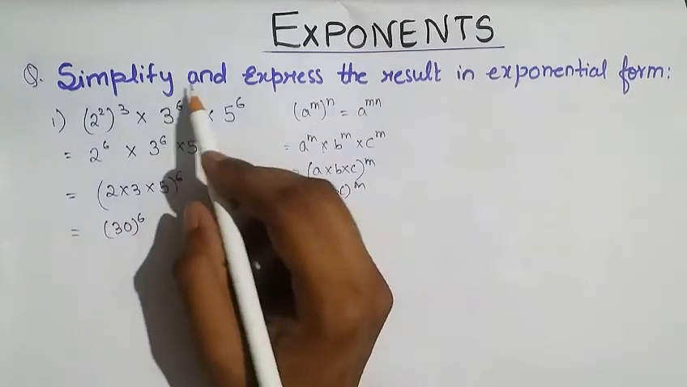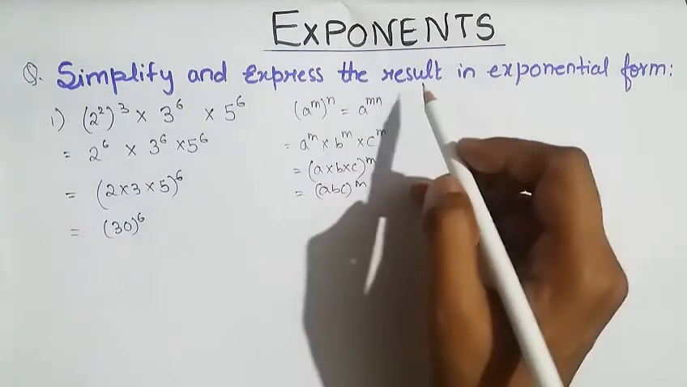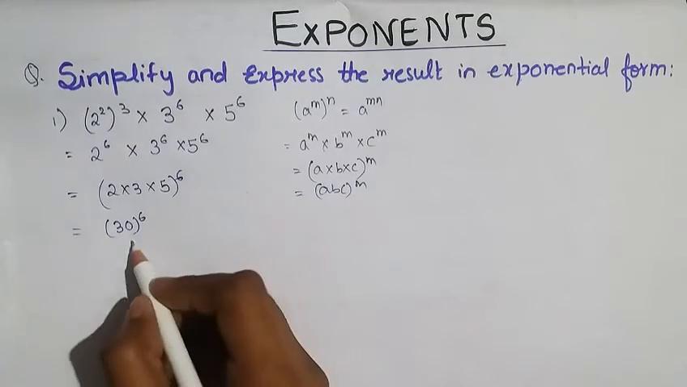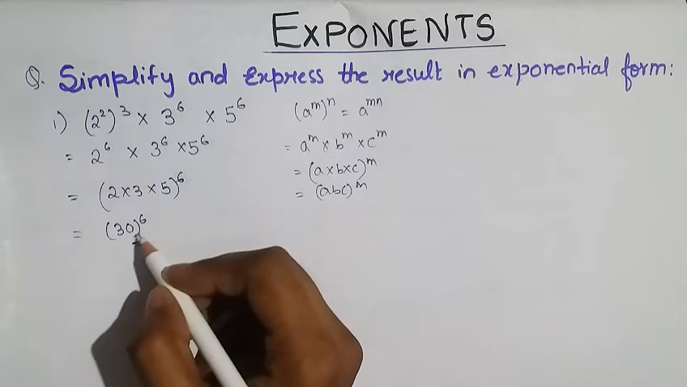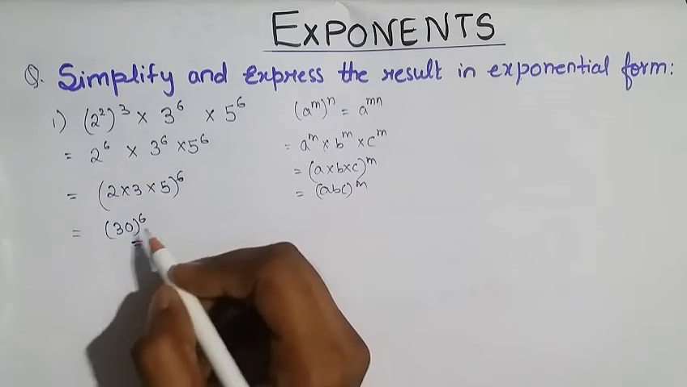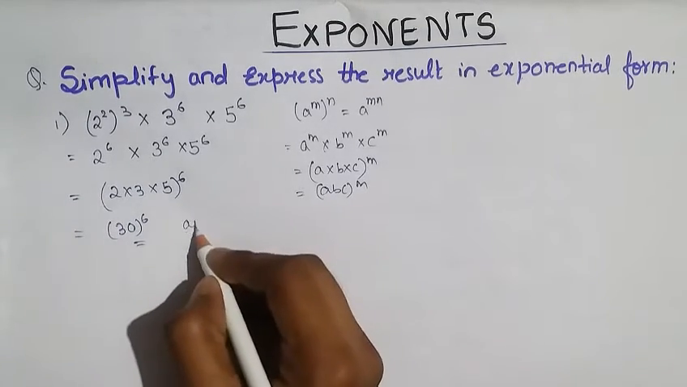Now we see the question is simplify and express the result in exponential form. So this is the exponential form. We have simplified this. We will not multiply this further. We will keep it till here. Alright, so this is the answer.